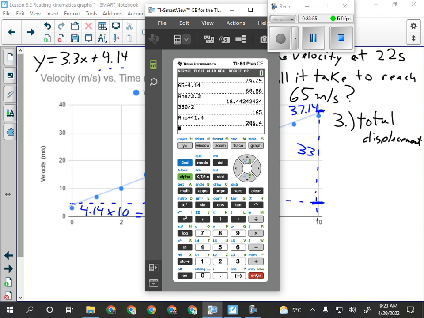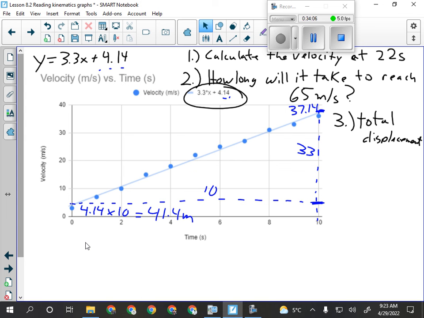Let's say that on Monday we'll try this again, and I will try not to screw up as much. Where'd you get the 4.14 times 10? The 4.14 is the height of this little rectangle here, and I got it because I know this line intersects the y-axis at 4.14, because it's my y-intercept. And the base of the rectangle is 10 seconds, so that's where I got the 10 from.